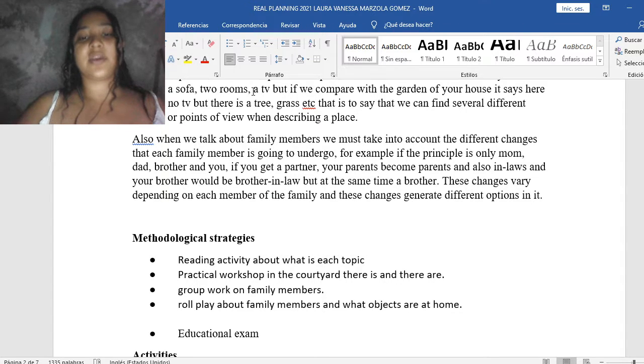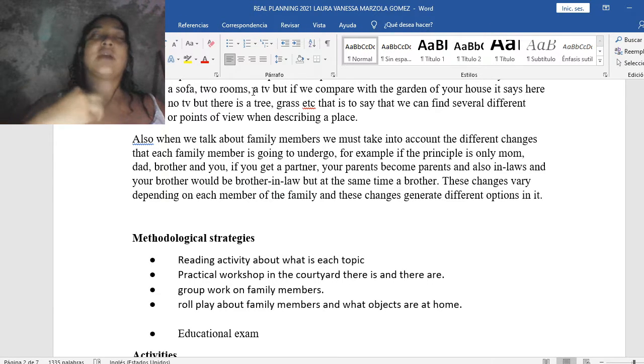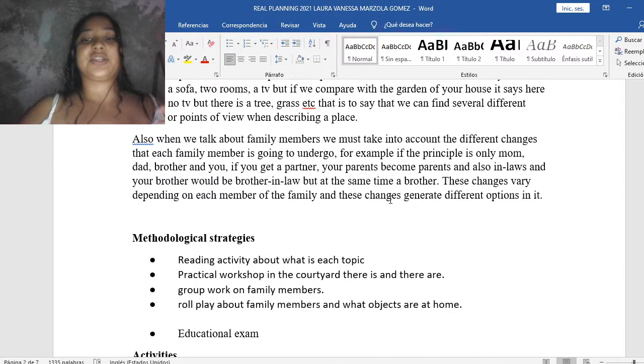The other example: if my uncle has a girlfriend, the uncle's girlfriend is my aunt. It's the same, but it changes according to the different opinions.